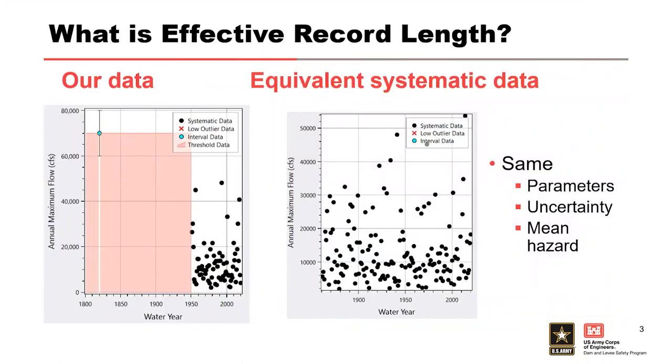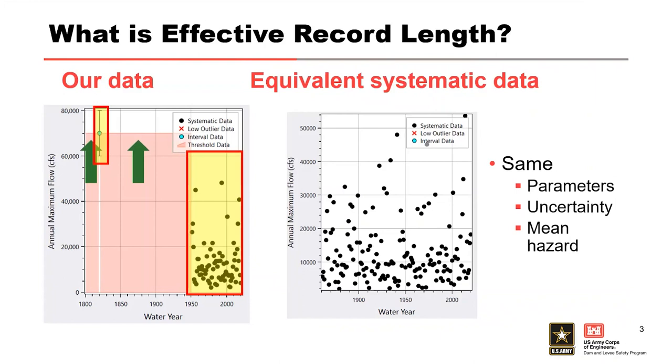Before I give you a more technical definition of effective record length, or ERL, I'm going to show you the concept with an example. On this slide, there are two inflow records. On the left side, we have a typical data set that you might see in a study that includes systematic data, a flow interval, which is for a historic flood that we saw in the basin, and then a perception threshold that represents time periods where we don't have any observed floods, but we assume that floods happened, and we think they're probably in that range of magnitude.